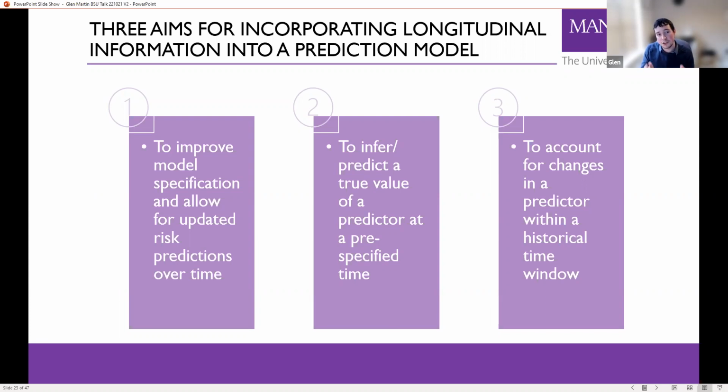Thirdly, the third aim was to account for changes in a predictor over a historical time window. So in other words, is the rate of change of a given predictor variable predictive of outcome as well as the actual value of that predictor? So is my rate of change of BMI predictive of CVD risk, for instance? And these were the three main buckets, if you like, of reasons that people were quoting in the methodological literature around why we want to do this.